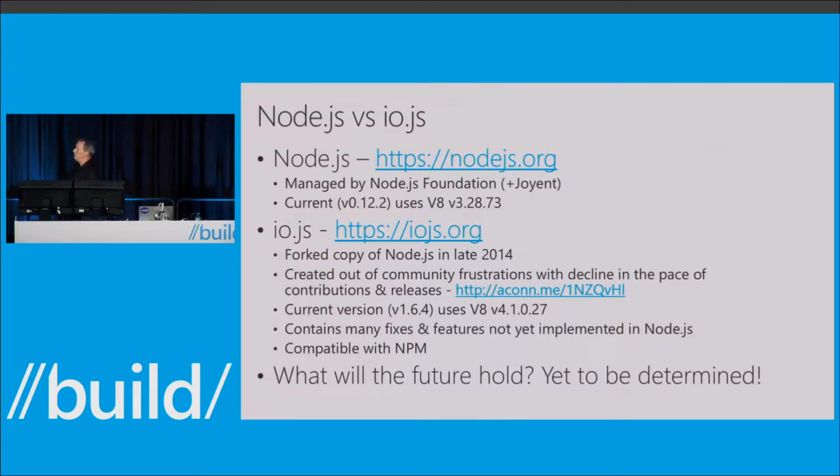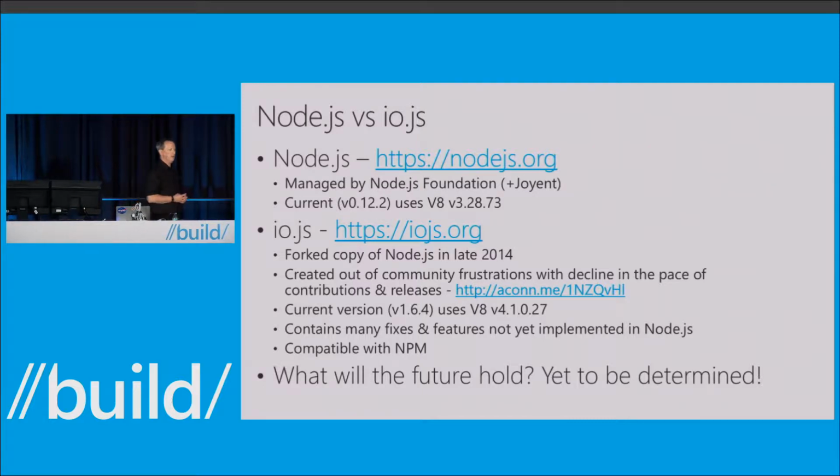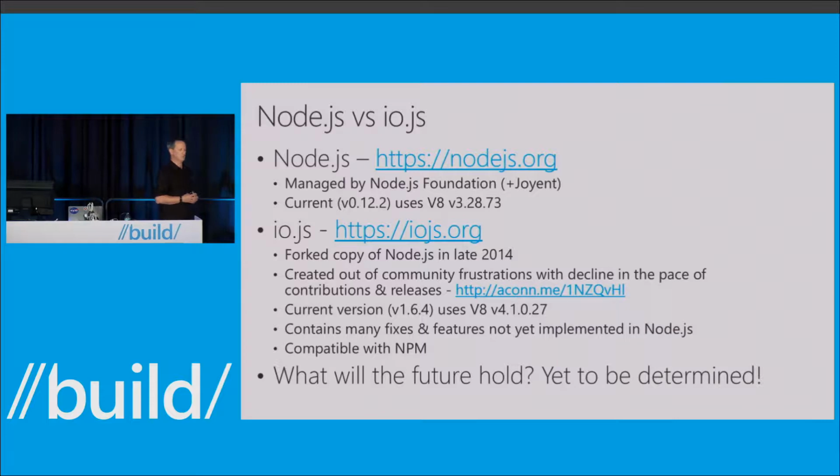Now, Node.js is currently using, the current version we're on is 0.12.2, unless that's changed in the last few days. And it uses the V8 engine 3.28.73. Why is that important? Well, I'll come back to that in just a moment.